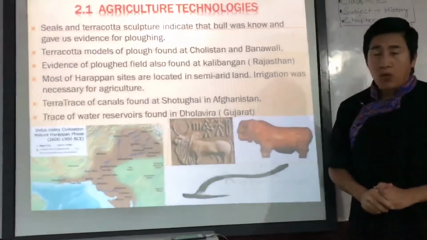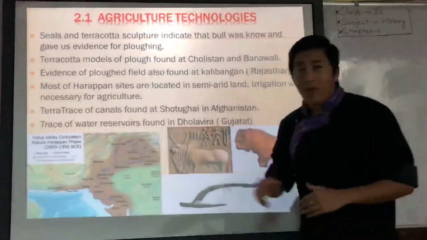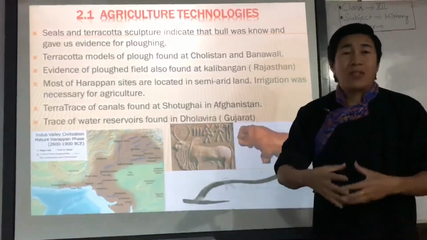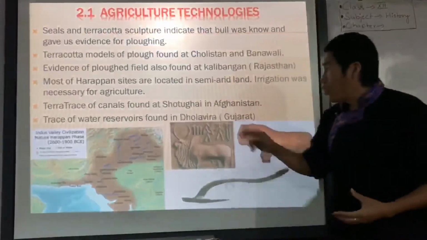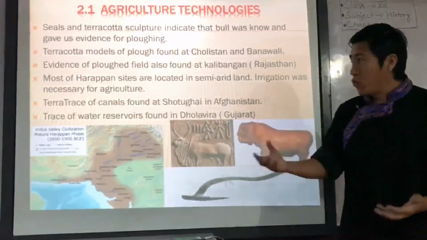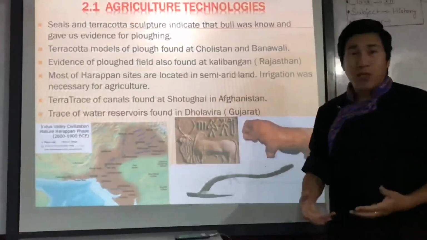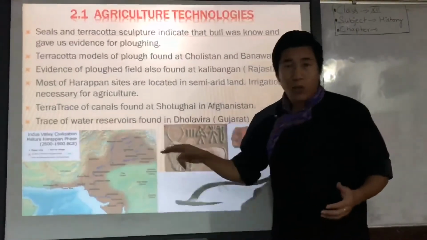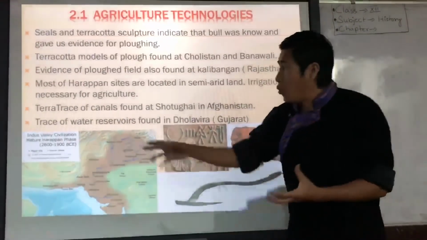And we also found trace of water reservoirs. Water reservoir means artificial lake or artificial tank. We found it in Dholavira, Gujarat. In Gujarat, if you go to Dholavira, you will find this water reservoir. What is the purpose of this water reservoir?